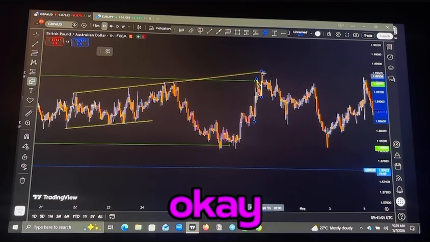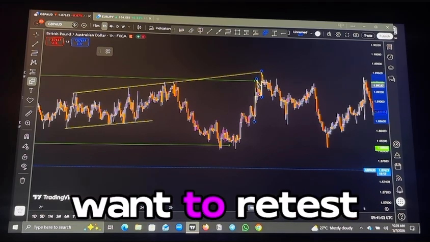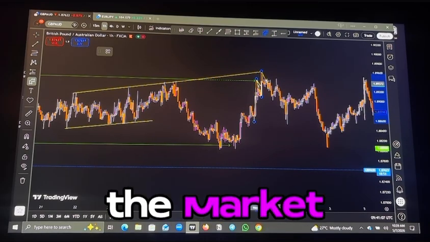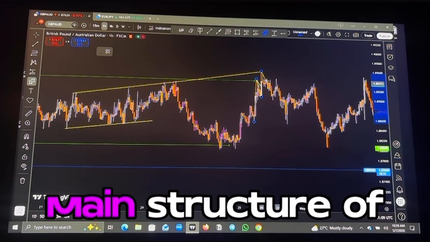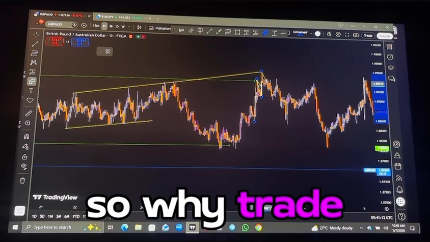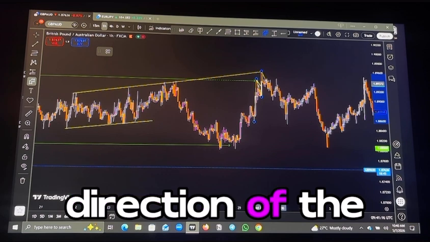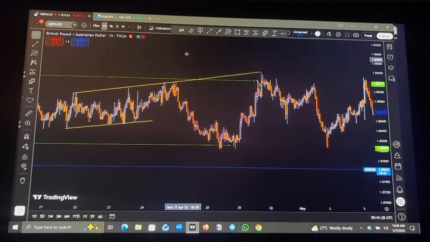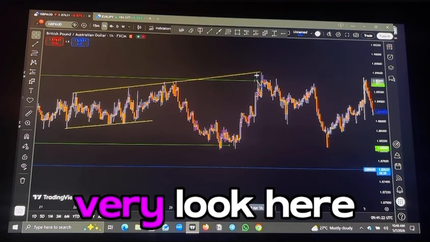A lot of persons will think, okay, this market has broken and they want to retest and then start going up. No, it's trying to get traders caught out of the market. We already know the main structure of the market, that the market is bearish. So why trade against the main direction of the market? Let's delete this.